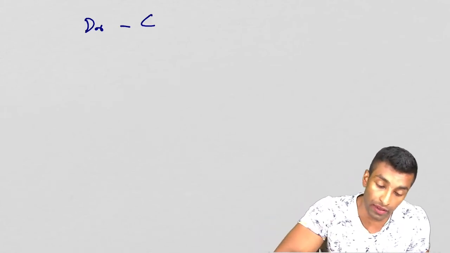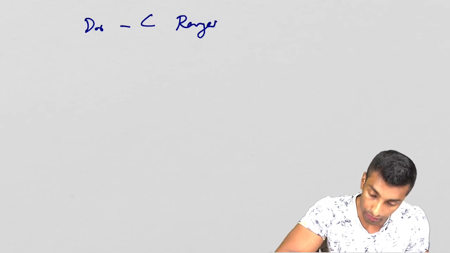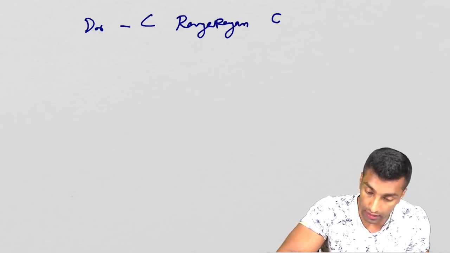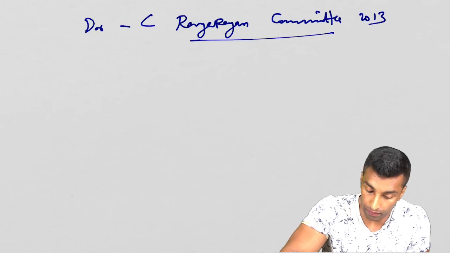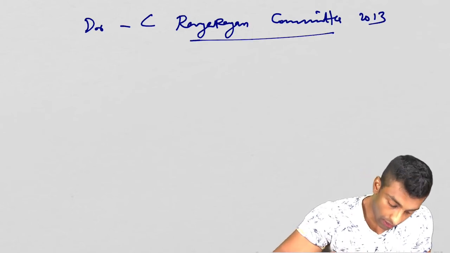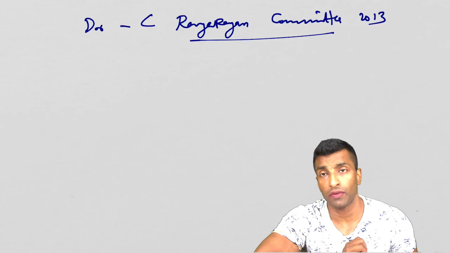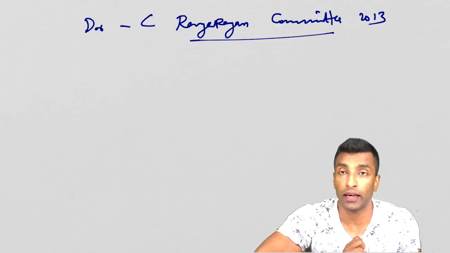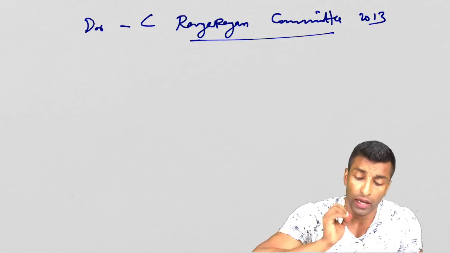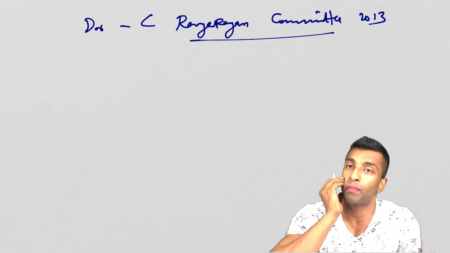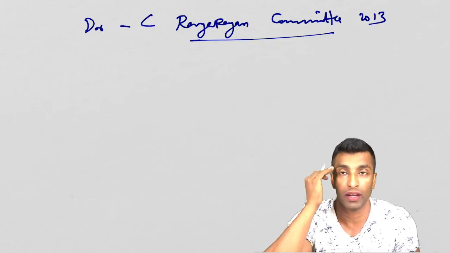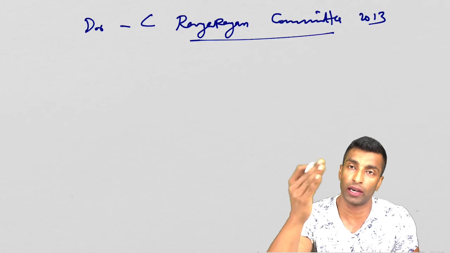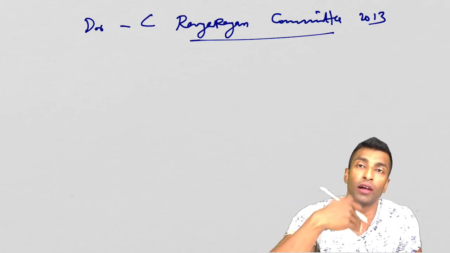Now let's move on to the Dr. C. Rangarajan Committee, 2013. This was set up, as I've already told you, due to the controversy related to the Suresh Tendulkar Committee. So when he was appointed, it is crystal clear that the poverty line would be higher than Suresh Tendulkar's. If the poverty line is high, the number of poor will also be high.